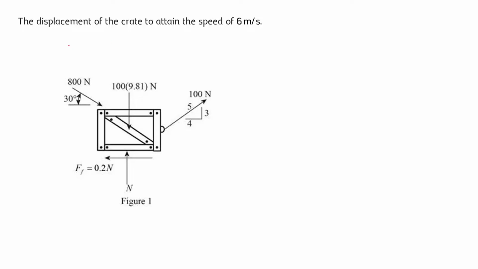Here we have a question. In this question, we have to find the displacement of the crate to attain a speed of 6 meters per second. As we can see here, there would be three forces acting on the crate along the horizontal direction. One would be the component of this force, the second would be the component of this force, and the third is the friction force, which is acting in the opposite direction of the motion.